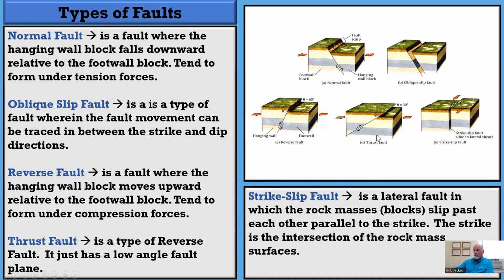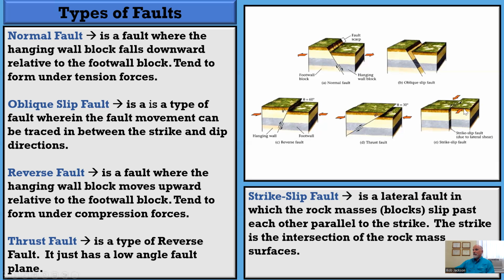Then you can have a thrust fault, and a thrust fault is a reverse fault. It's just that the angle is at a very low angle compared to this, which is steep. With a thrust fault, this top plate can actually slide over the other one. It's thrusting itself over.